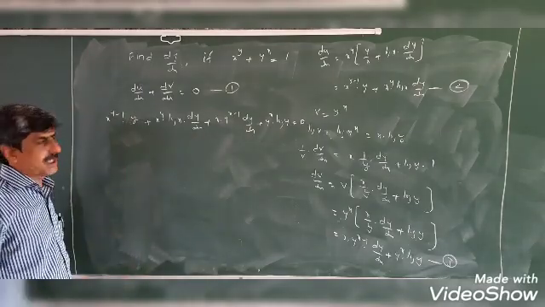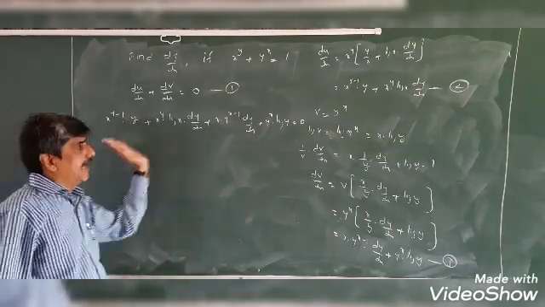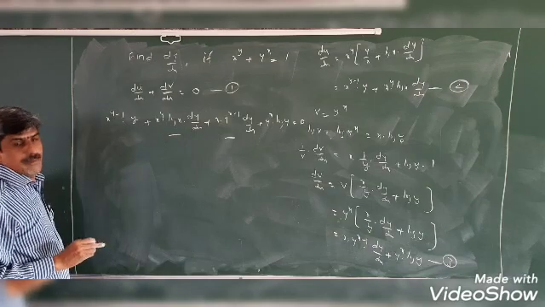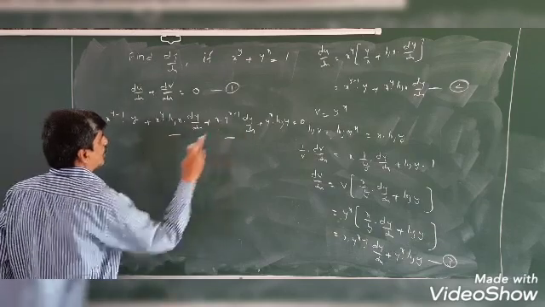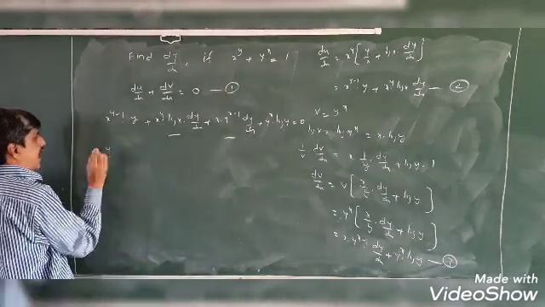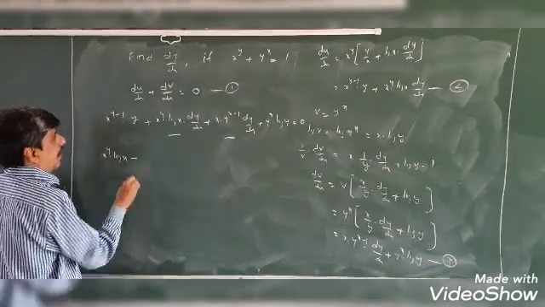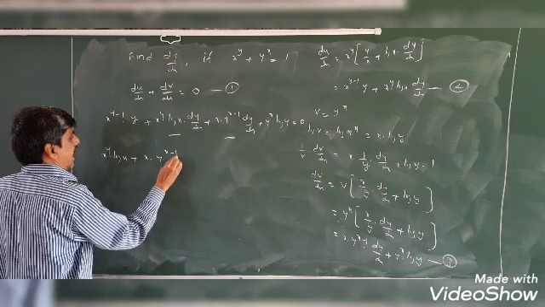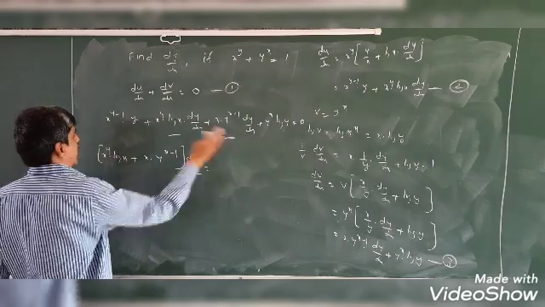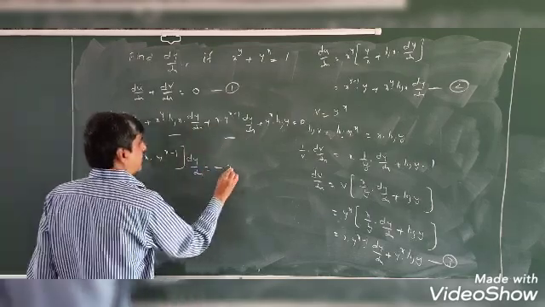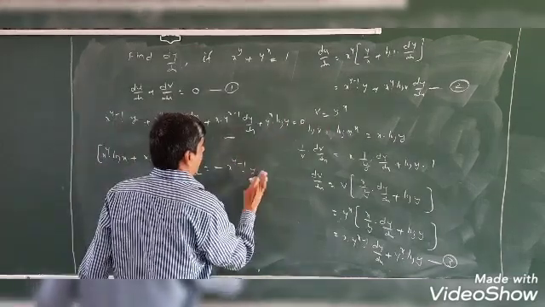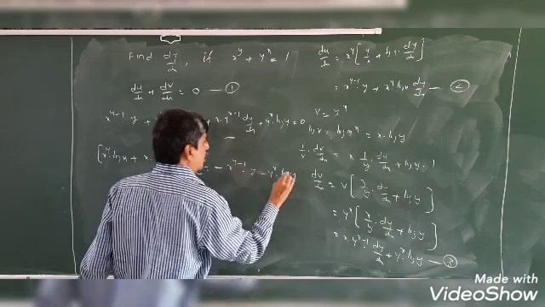To find dy by dx, keep the dy by dx terms on one side and the remaining terms on the other side. Here this term contains dy by dx and this term also contains dy by dx, so common out dy by dx from these two terms. So x power y into log x plus x into y power x minus 1, into dy by dx, is equal to, this plus term should go to this side as minus x power y minus 1 into y, and this plus term also should go to this side as minus y power x into log y.